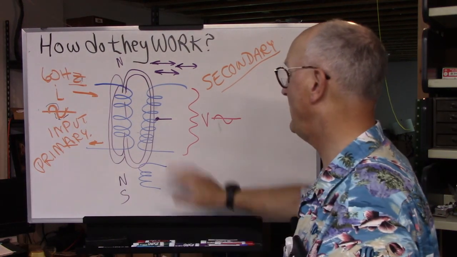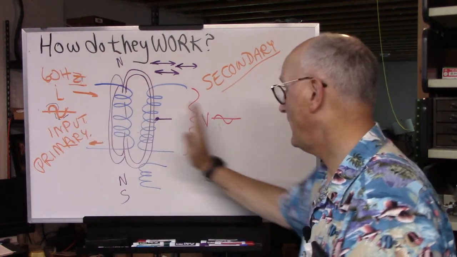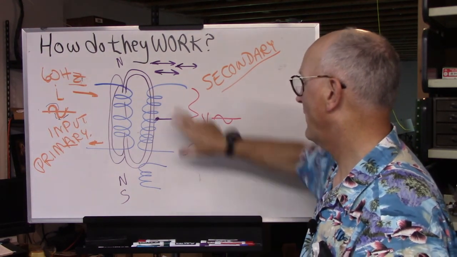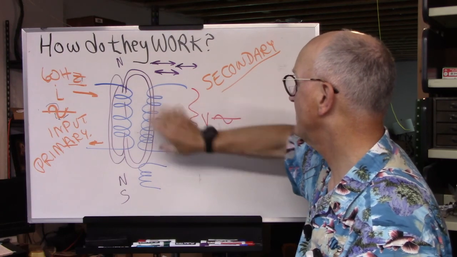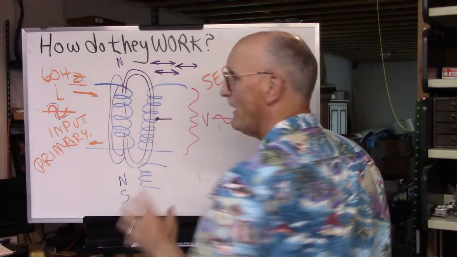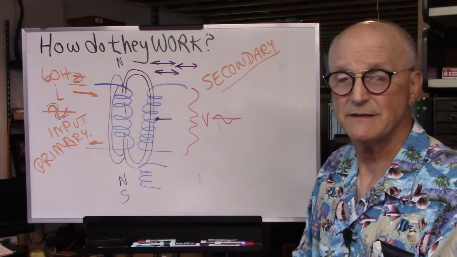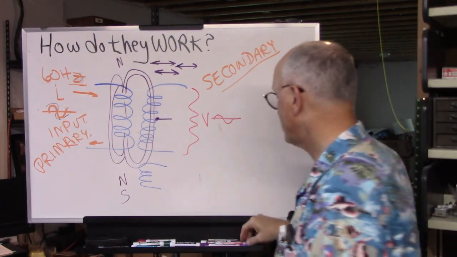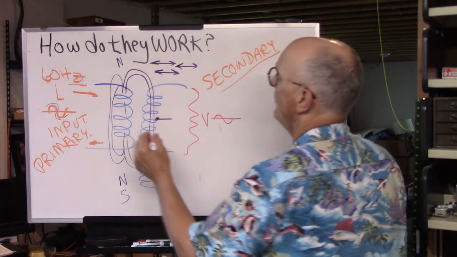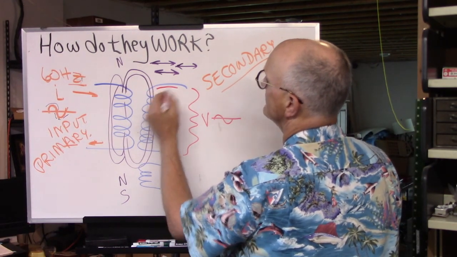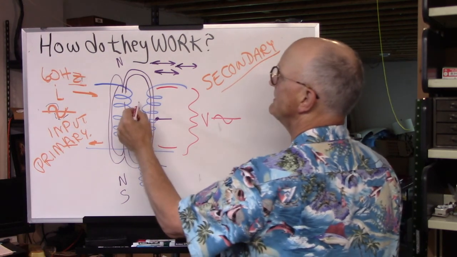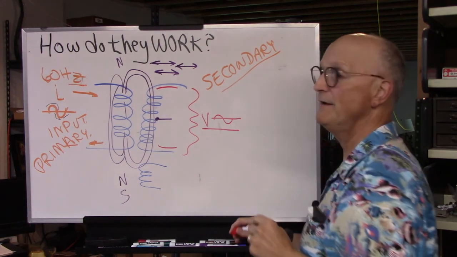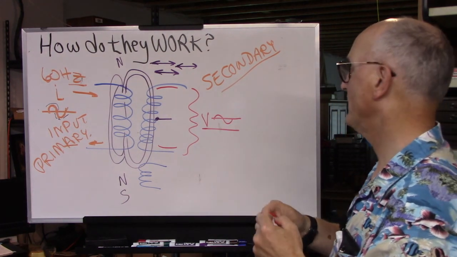So now what we have is this moving magnetic field across a conductor over here, this inductor. And if you have a moving magnetic field across an inductor, you have voltage. And so you have induced voltage in this secondary side because of the moving magnetic field. And so you will see on this side an induced voltage.